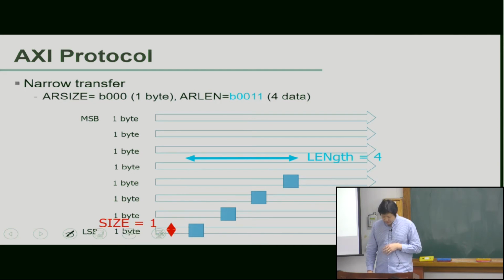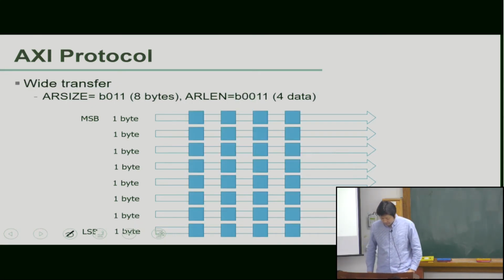This is called narrow transfer because we only make use of a subset of the wires in the bus at any given time. In contrast, there can be a wide transfer like this, where we fully utilize the bus. In this specific example, the burst size is 8 bytes and burst length is 4, so we end up receiving 32 bytes in total.